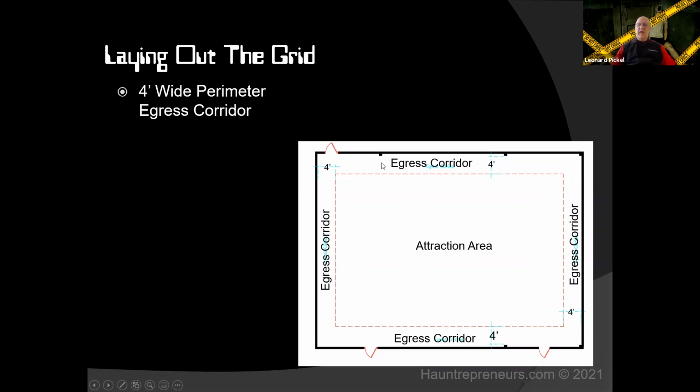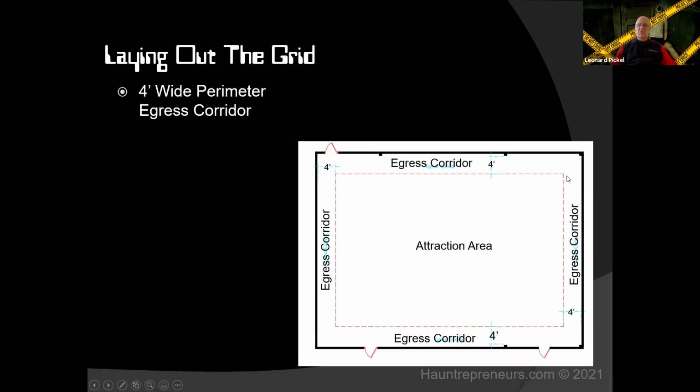If you utilize a corridor around the perimeter of the attraction that is at least 42 inches wide, now your hallways inside the attraction can be much smaller than that. They theoretically can go down to 36 inches. You wouldn't want to do that because of handicap code, but they can come down much smaller.